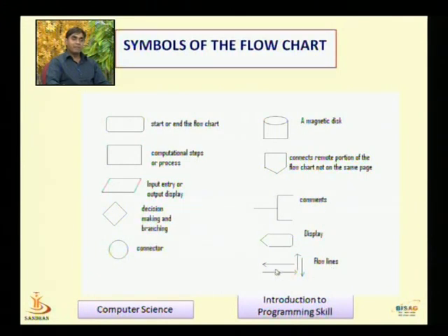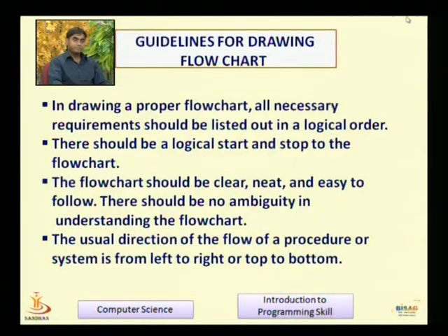For the flow line, four types of flow line are used: right, left, upper, bottom. These are the different flow lines that can be used. These are the symbols we use to generate a flow chart. And these are the guidelines that can be used.